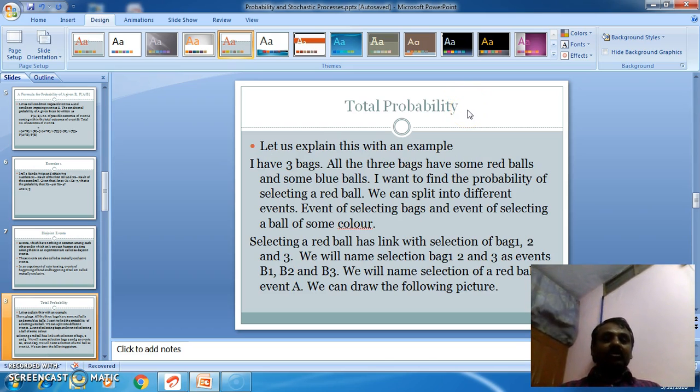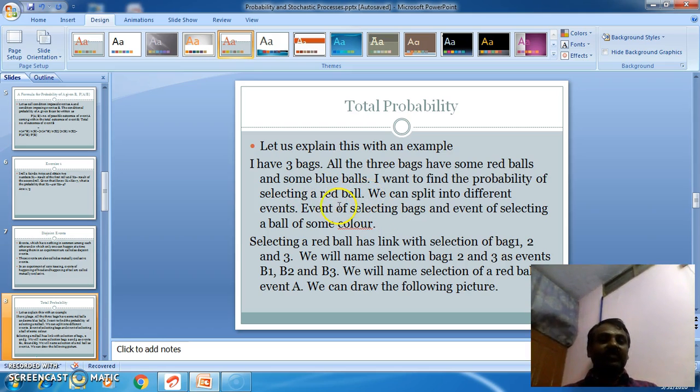Now, having understood the concepts of conditional probability and disjoint events, let us understand the concept of total probability. Let's explain this with a qualitative example. I have 3 bags. All the 3 bags have some red balls and some blue balls. I want to find the probability of selecting a red ball.